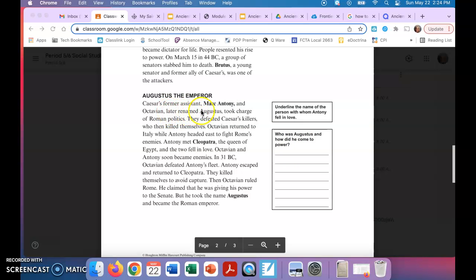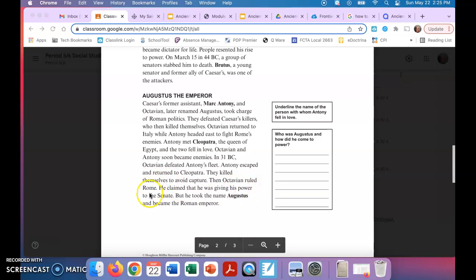Caesar's former assistant, Mark Antony, and Octavian, later named Augustus, took charge of Roman politics. They defeated Caesar's killers, who then killed themselves. Octavian returned to Italy while Antony headed east to fight Rome's enemies. Antony met Cleopatra, the queen of Egypt, and the two fell in love. Octavian and Antony soon became enemies. In 31 BC, Octavian defeated Antony's fleet. Antony escaped and returned to Cleopatra. They killed themselves to avoid capture.